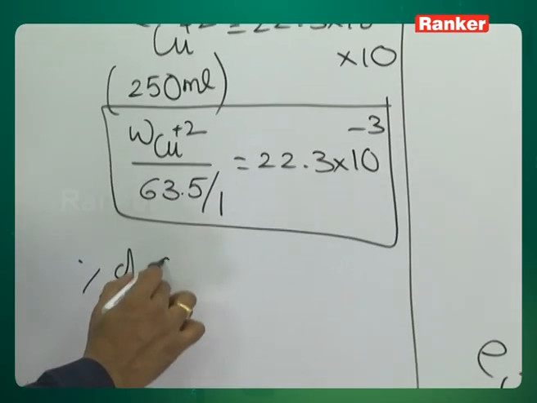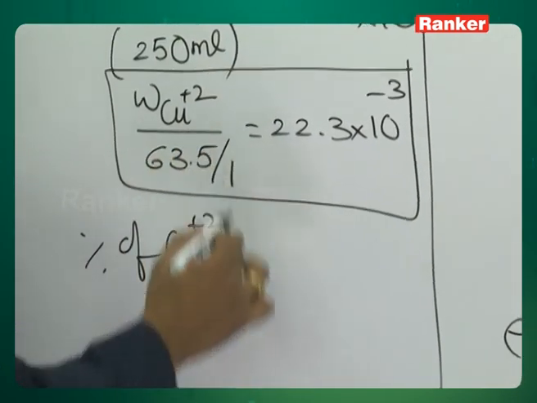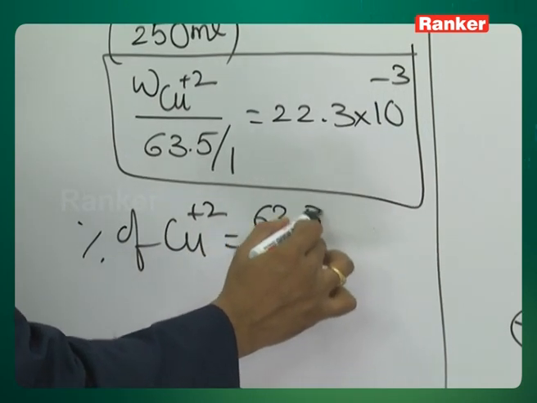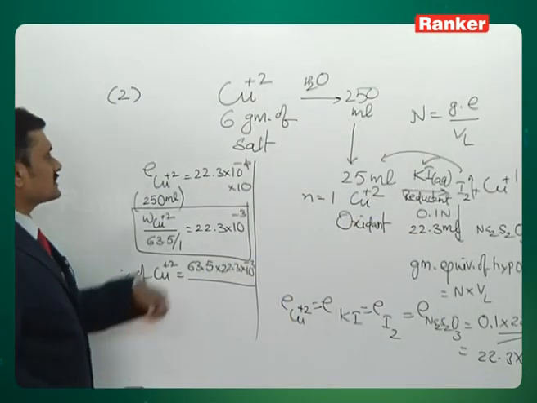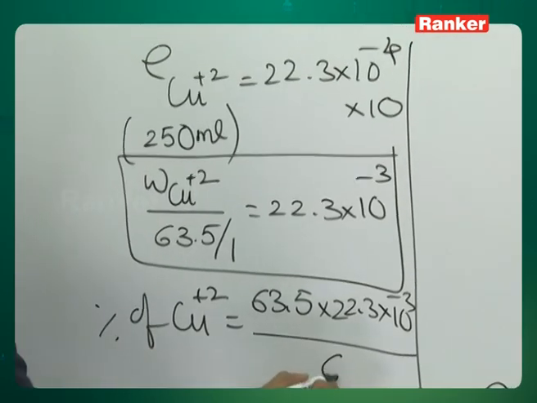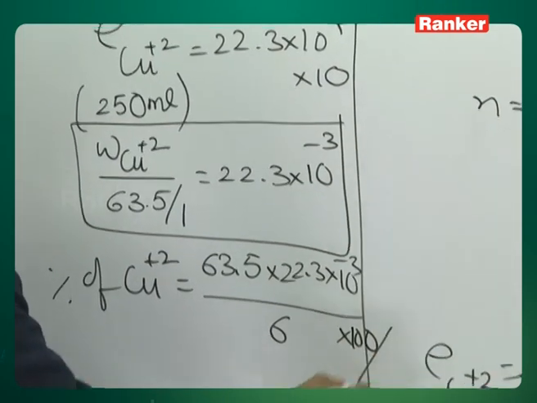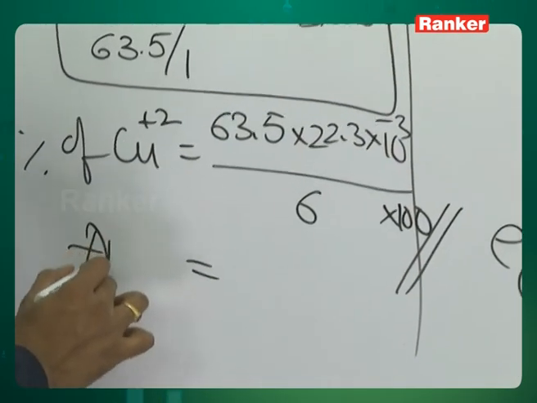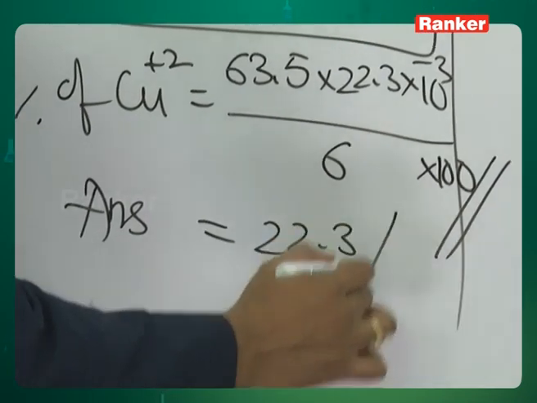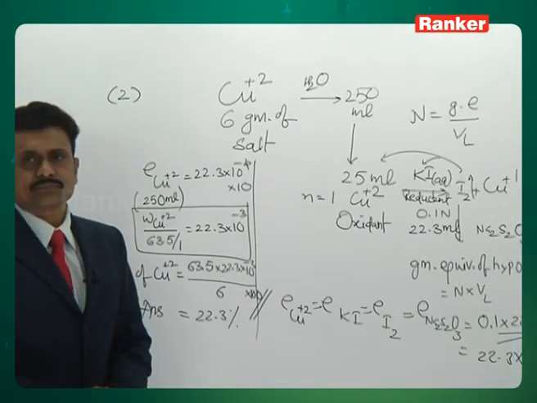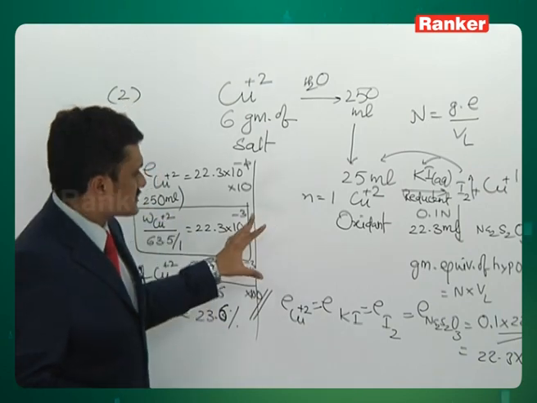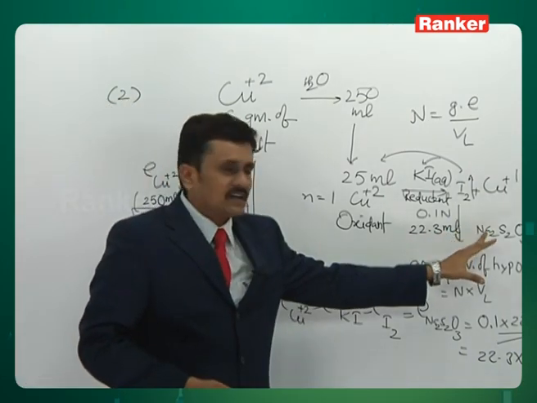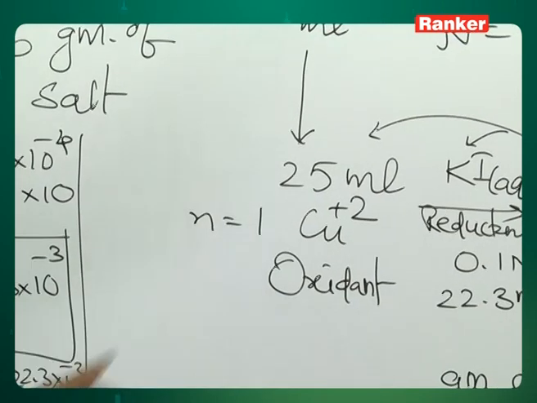Percentage of Cu2+, that is weight percentage of Cu2+, is weight of Cu2+ here, my dear students, 63.5 into 22.3 by 1000 divided by the initial weight of the salt, which is given as 6 grams, and when you multiply this with 100, you are going to get your answer as 22.3 percentage, or approximately 23.6 percentage more precisely. This question we started discussing from the hypo and we moved on to the copper ion.